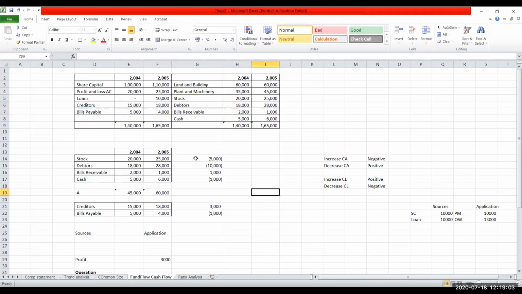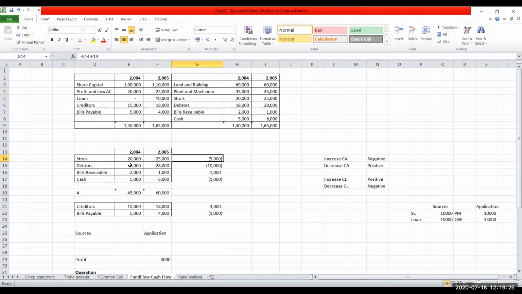So now I'm just seeing what that increase actually is. Stock has increased by 5,000. So what is the interpretation? I'm talking about fund flow statement. Is it a good sign or bad sign actually? Stock has increased by 5,000. That means we have spent money actually. 5,000 rupees is gone from the business. So that's why I have minused it.